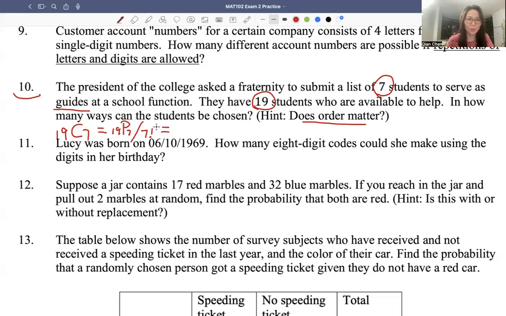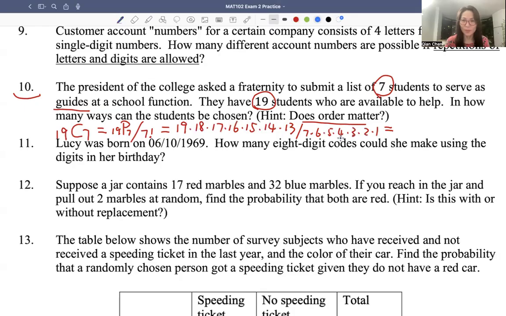So if we do the calculation by permutation, we get 19 times 18 times 17 times 16 times 15 times 14 times 13. So we permute these 7 numbers starting from 19. Then we divide it by 7 factorial, which is 7 times 6 times 5 times 4 times 3 times 2 times 1. Of course, you can use a calculator to do this, all right?